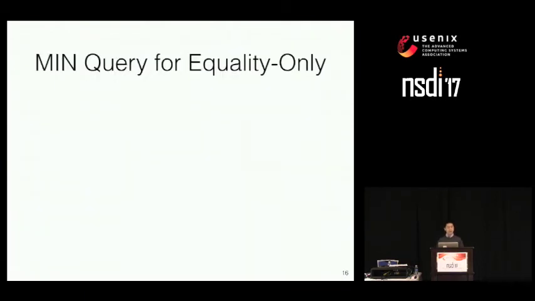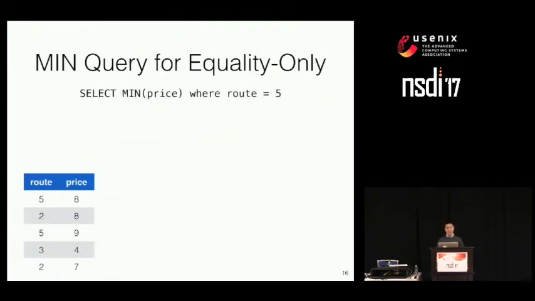Now we've seen how to do 2 types of additive queries, count and sum. Let's look at how we do a non-additive query, min, with an equality-only condition. So consider the same table as the count and sum query, and now we want to find the price of the cheapest flight with route 5 and hide 5.